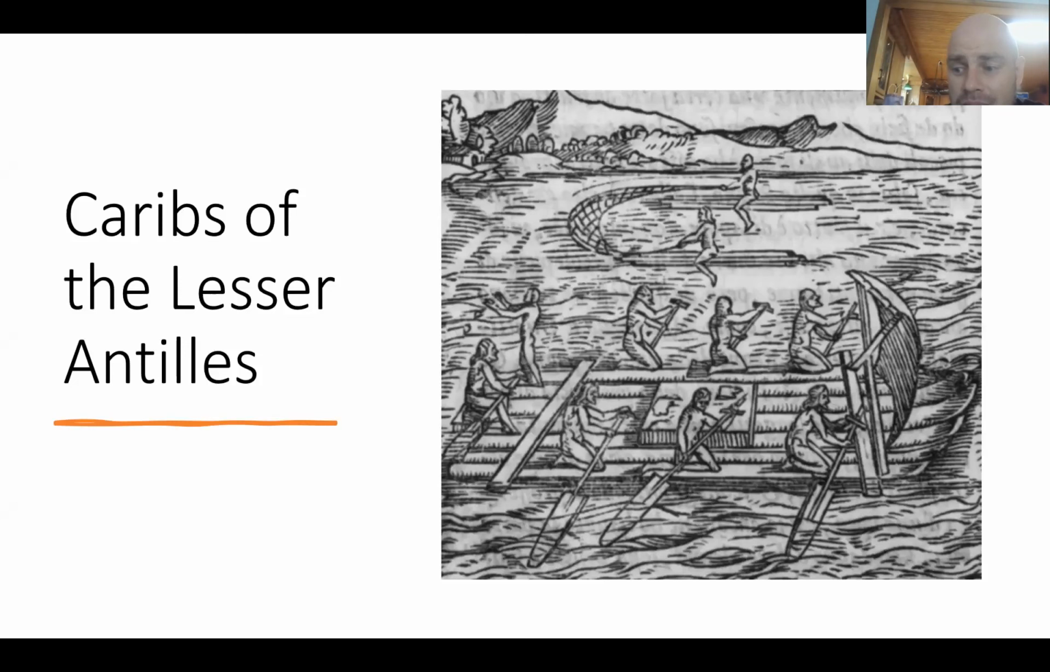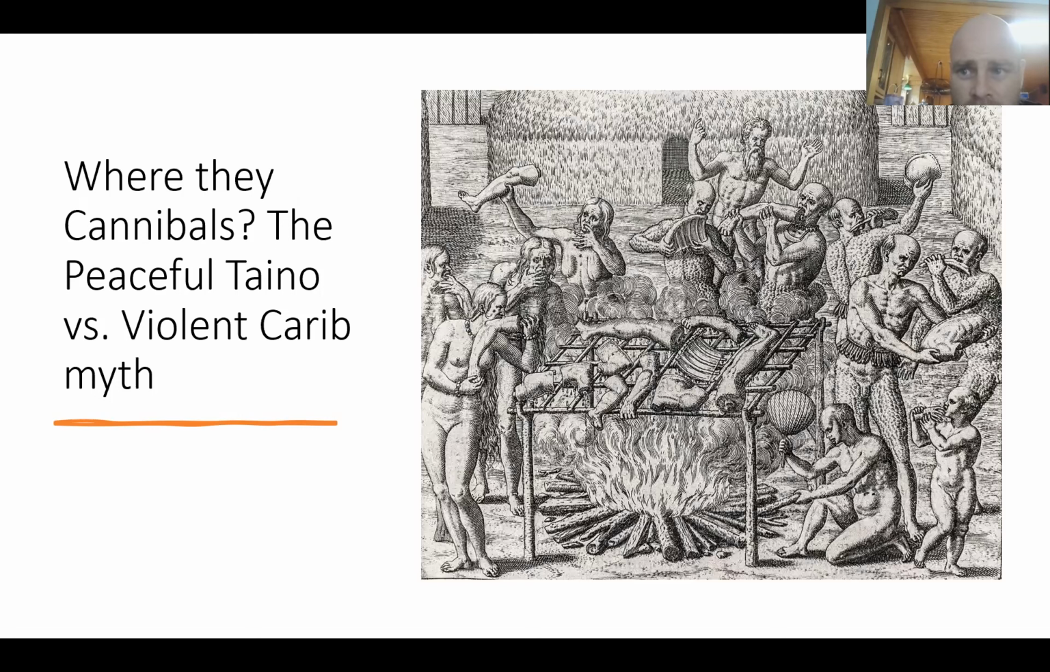Typically in European accounts, the Taino are often shown as peaceful, and they're contrasted with the warlike Caribs. The Caribs were the peoples that occupied much of the Lesser Antilles, and they were rumored by the Spaniards to be cannibals. There's a lot of debate about whether cannibalism actually occurred among the Caribs. But they're often contrasted, the violent Caribs and the peaceful Taino.